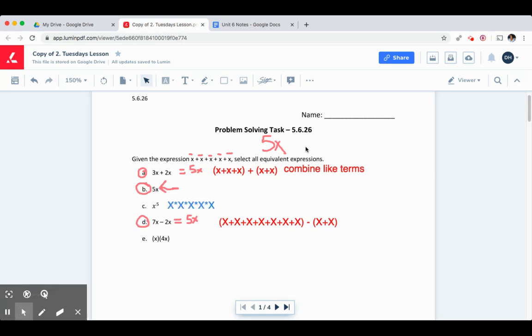Answer choice C says x to the 5th power. We know that when we see something written in exponential form, it means that the base is being repeatedly multiplied by itself depending on the exponent. So here, x is being repeatedly multiplied by itself 5 times. This is equivalent to x times x times x times x times x. Repeated multiplication is not the same thing as repeated addition, and therefore exponential form is not the same thing as having a coefficient. So answer choice C is not correct.